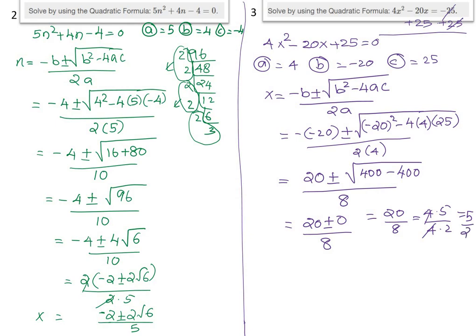So look at this one. We have a solution and that solution is equal to 5 over 2. But this is a quadratic equation, but we have only one solution. How does it happen?